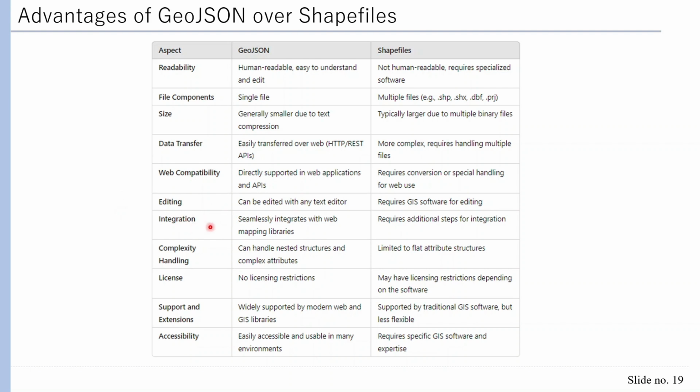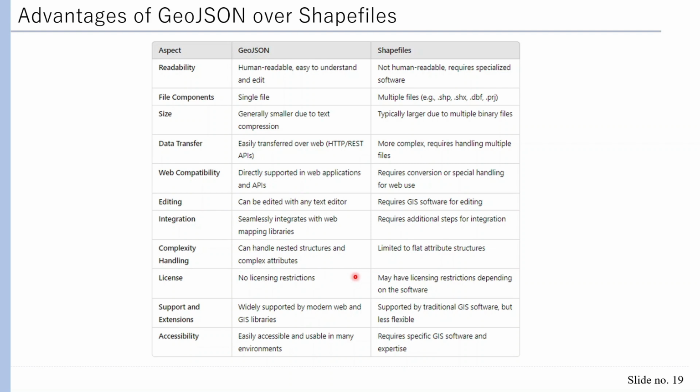So actually, GeoJSON integrates perfectly with Leaflet, OpenLayers, and also with Mapbox. The default data for these three popular mapping libraries, Leaflet, OpenLayers, and Mapbox, is GeoJSON, not the shapefile. And for complexity handling, it can handle nested structure and complex attributes. You have seen that it follows a nested structure, so you can handle very complex data inside a GeoJSON, but you cannot do that inside a shapefile.